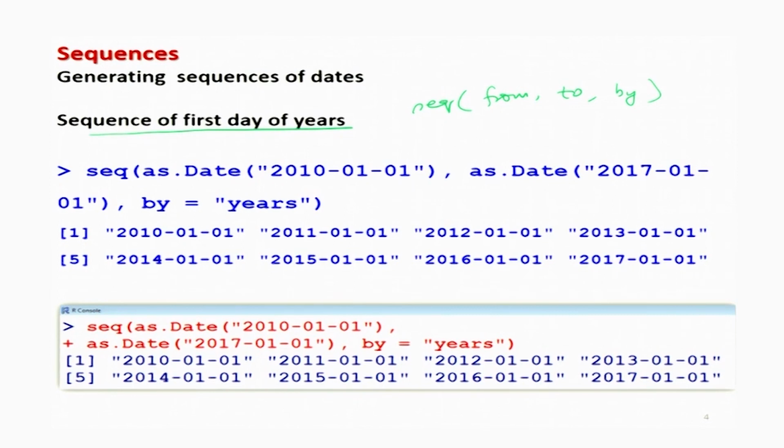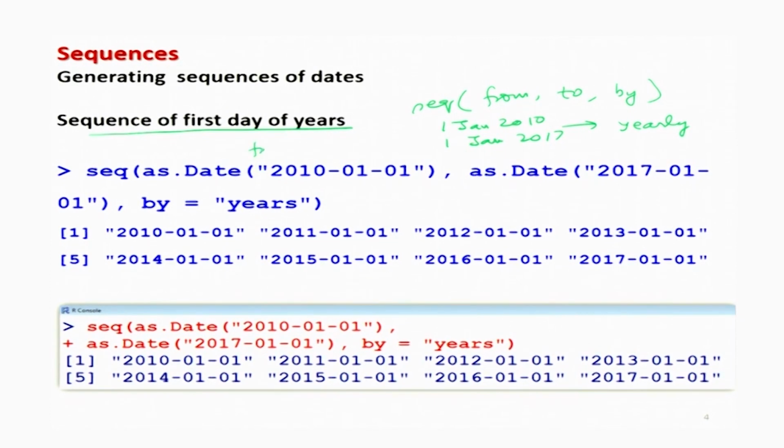Now suppose I want to generate the dates starting from 1st of January 2010 to 1st of January 2017, and these dates are going to be changed yearly. So now you have to see how we are going to give this input. Well, it is not difficult for you to understand.